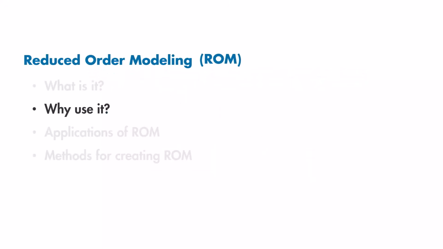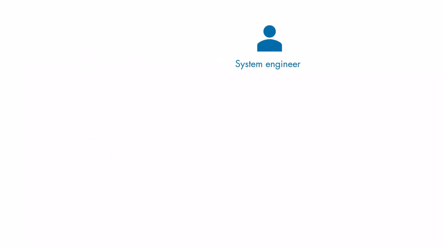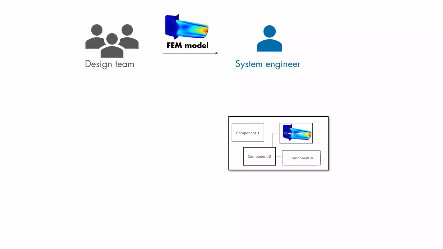Let's start with a simple example to understand why. Imagine you're a system engineer developing a control system for a new machine. Your colleagues from a design team or a modeling group created a model of one of the components of the overall system. Maybe it is a CFD model of a hydraulic valve, or it is an FEM thermal model of a jet engine turbine blade.